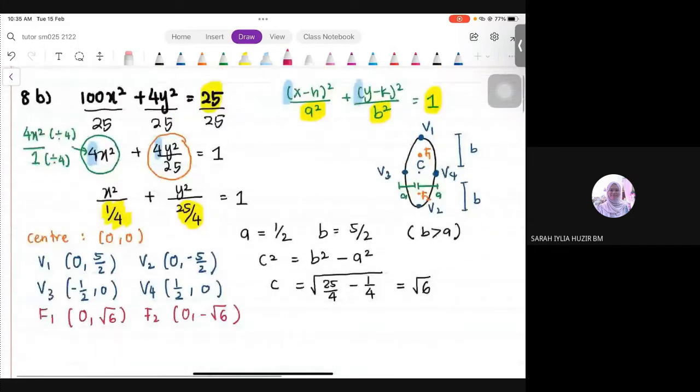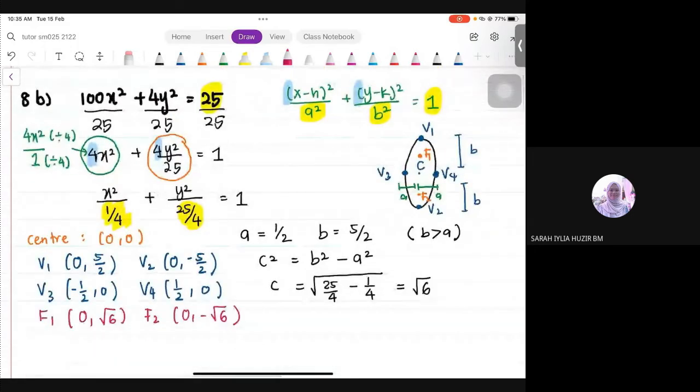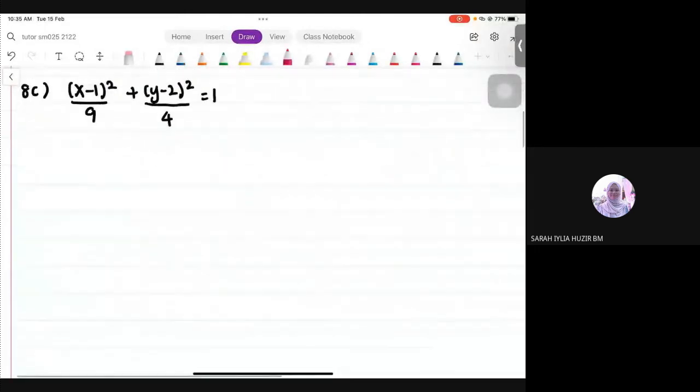And then tadi ni quite easy because center kita 0, 0 kan. Dia tak ada, awak tahu, shift left, shift right, upward, downward. Dia senang lah juga. Okay, kita cuba kalau center is not 0, 0. Okay, for C, we have x minus 1 squared over 9 plus y minus 2 squared over 4 equal to 1.